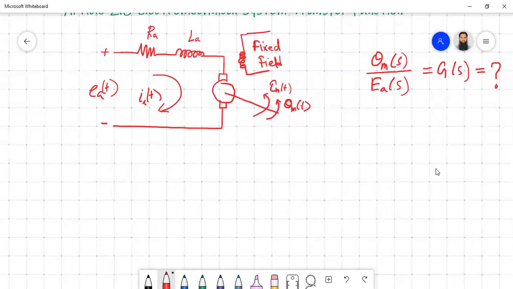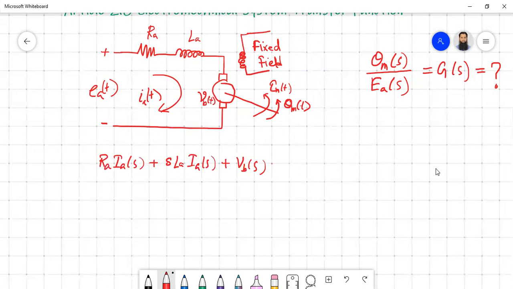Let us write the corresponding equation. We have a single loop, so we can apply KVL, which gives us R_a I_a(s) plus s L_a I_a(s) plus V_b(s). V_b is the voltage across the motor, the back EMF, that is our v_b(t) here. The summation of all the voltages should be equal to the supply voltage, E_a(s).